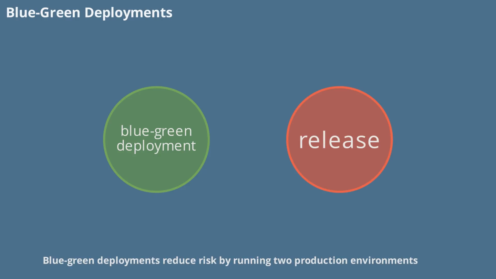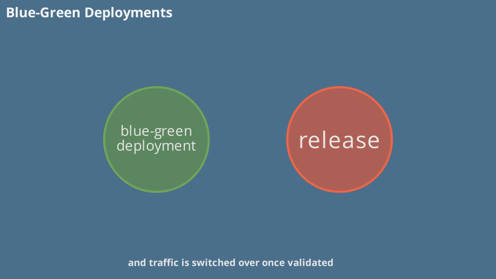Blue-green deployments reduce risk by running two production environments, one live blue and one idle green. New versions are deployed to the idle environment, and traffic is switched over once validated. This approach enables quick rollbacks and safer releases.